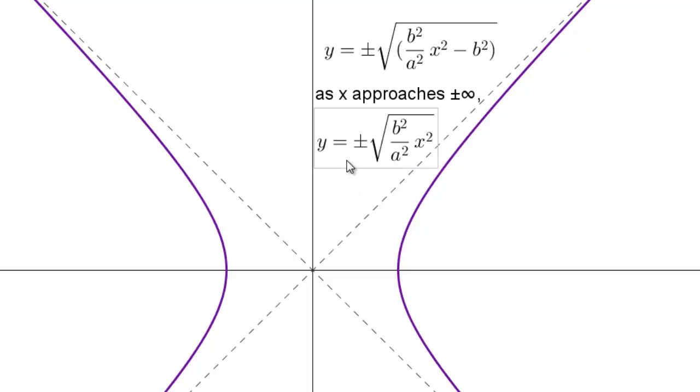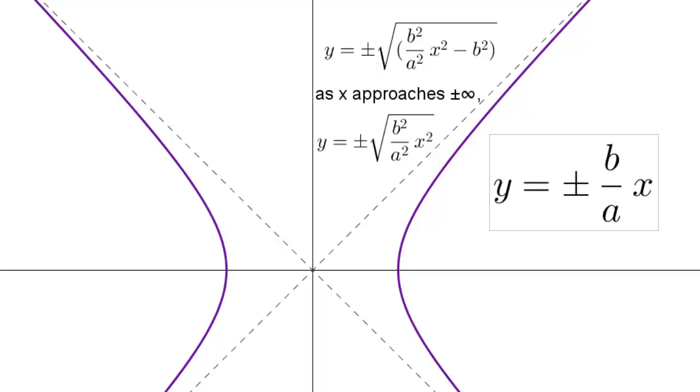Therefore, the y values, as x becomes gigantic, either on the far right or far left, begin to approach plus or minus the square root of b squared over a squared times x squared, because that last little negative b squared doesn't amount to anything.